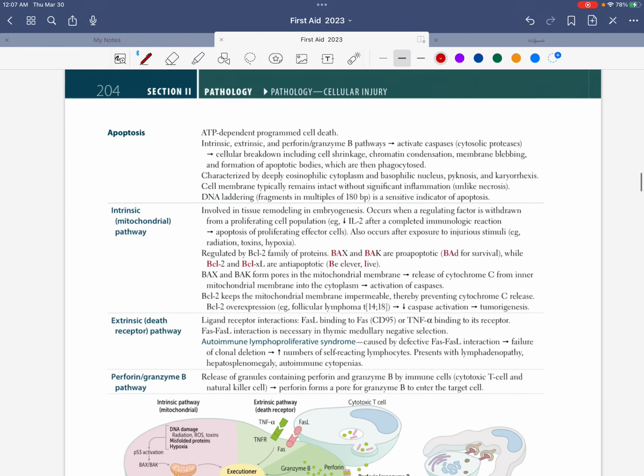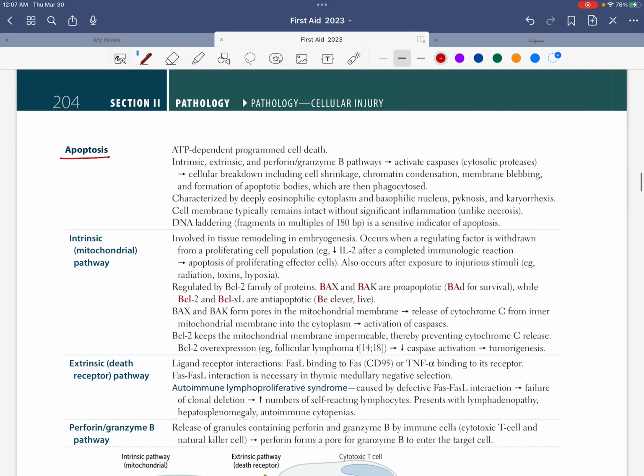For page 204, it is going to be talking about apoptosis. It is ATP dependent, so it requires energy, programmed cell death. The key point over here is that it's programmed. So the body has decided intentionally to kill that cell, to end the life of that cell.